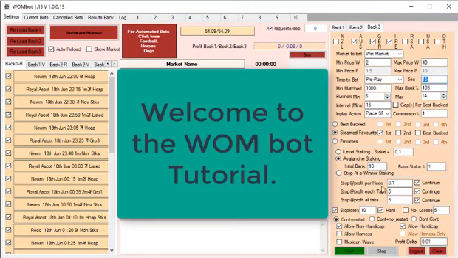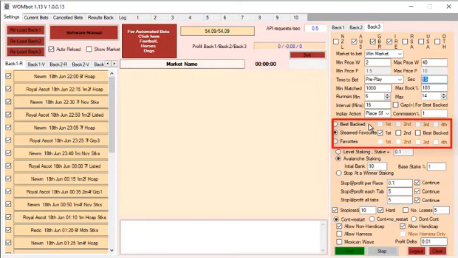In this video of Wombot, I'd like to show you the settings and how this bot is designed to work. Basically it's a weight of money bot, and it also has a favourites option as well. So there's three options that we can use. Best backed will look at the best backed horse in that period that you have set up in the bot.